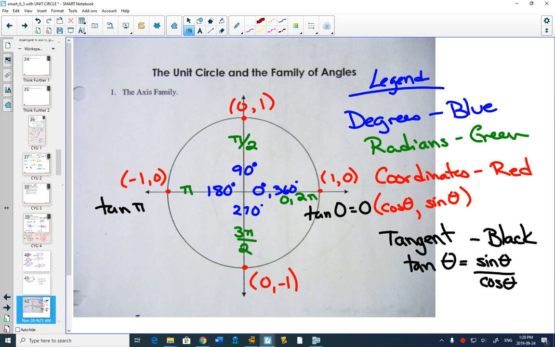What's tan of pi? Sine divided by cos, 0 divided by -1, 0. What happens when I do tan of pi over 2? Sine 1, cos 0. What's 1 divided by 0? It's not 0. Undefined, not possible.